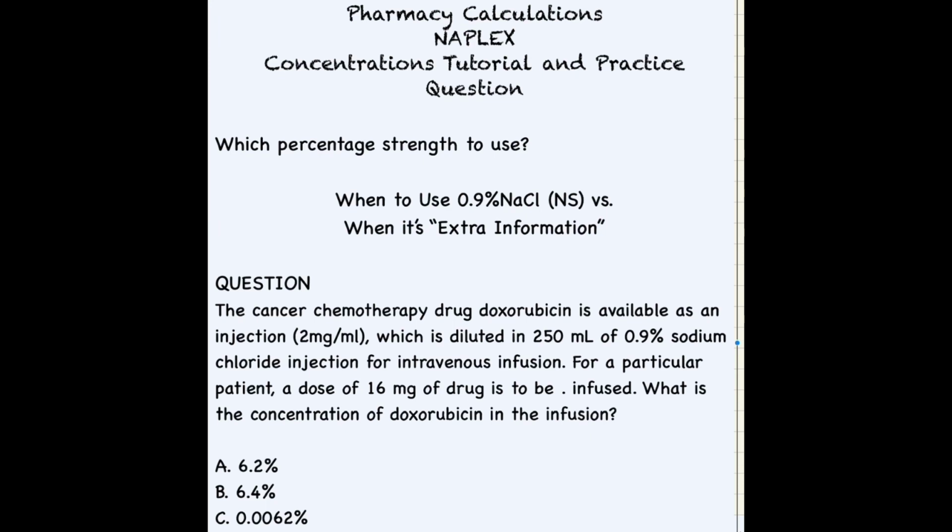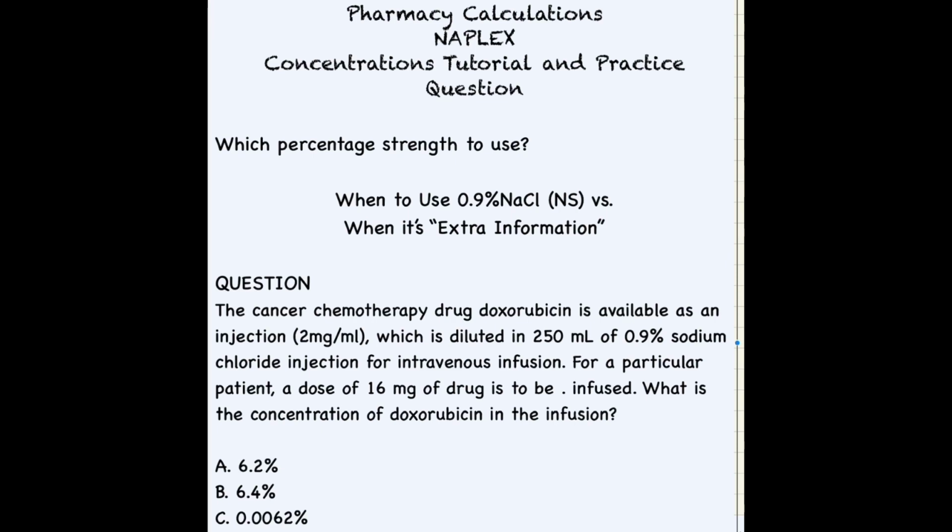So here's the question. The cancer chemotherapy drug doxorubicin is available as an injection, 2 milligrams per milliliter, which is diluted in 250 milliliters of a 0.9% sodium chloride injection for intravenous infusion. For a particular patient, a dose of 16 milligrams of drug is to be infused. What is the concentration of doxorubicin in the infusion? And then we have some options here.